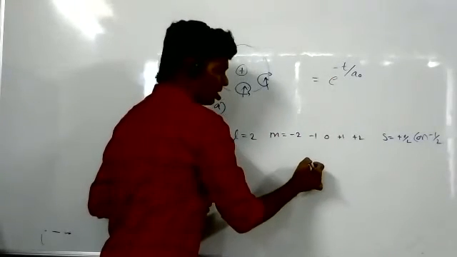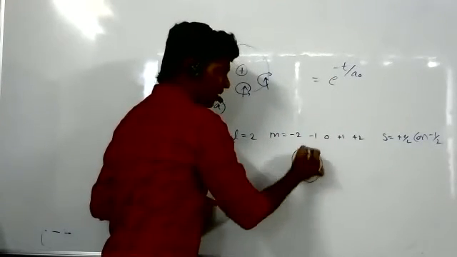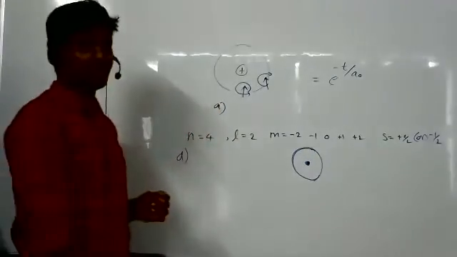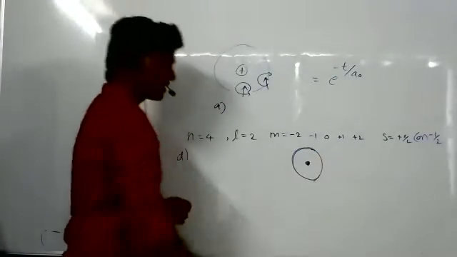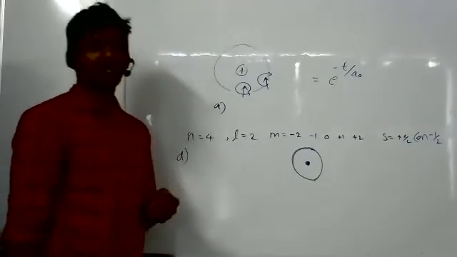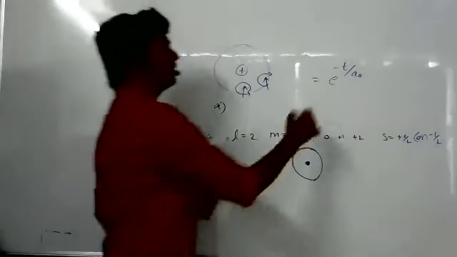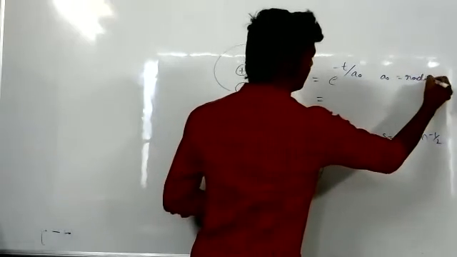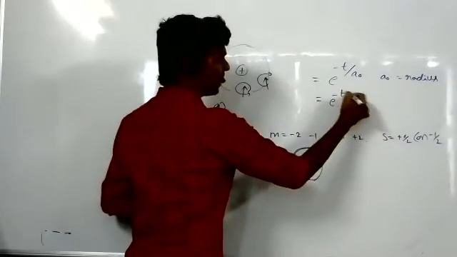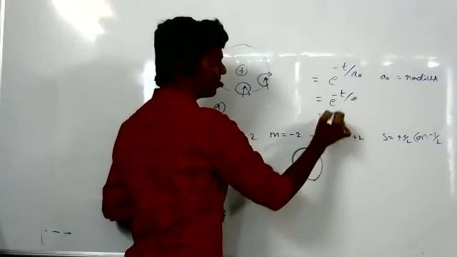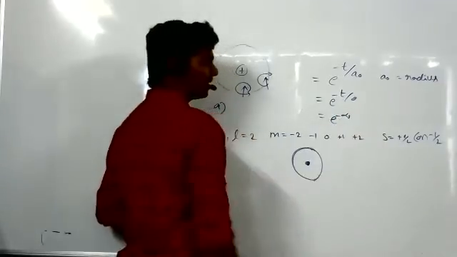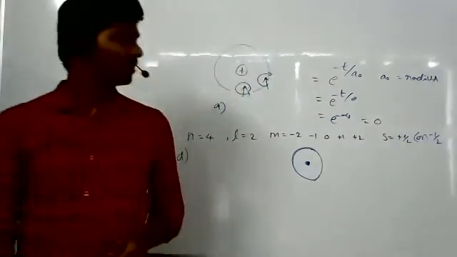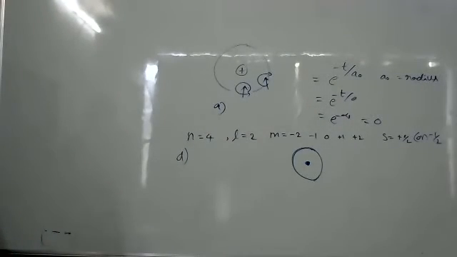You're asking about the probability of finding the electron at the nucleus. First of all, does the nucleus have any radius? No radius. So the question also mentions a0 is the radius. So e power minus r by 0. Anything by 0 is infinity, right? e power minus infinity is 0. The answer is 0. Option D is correct.